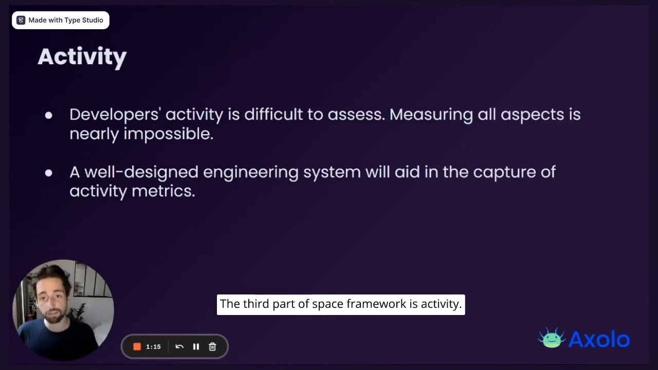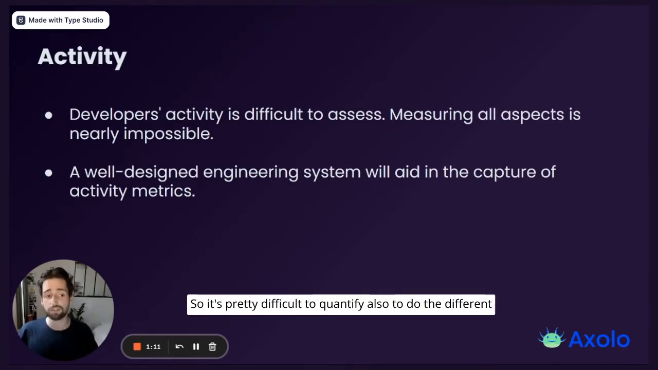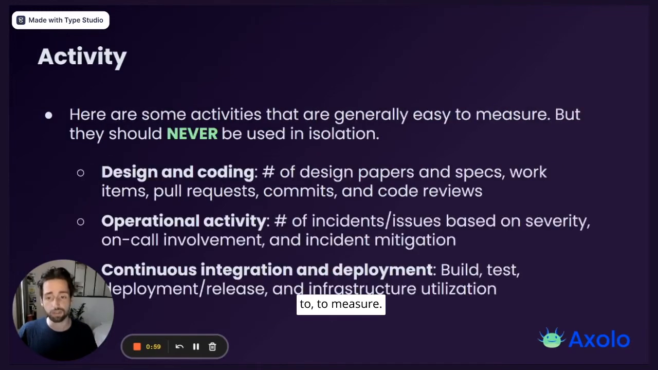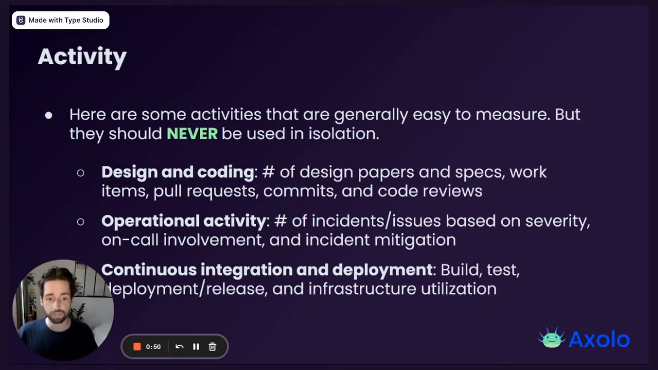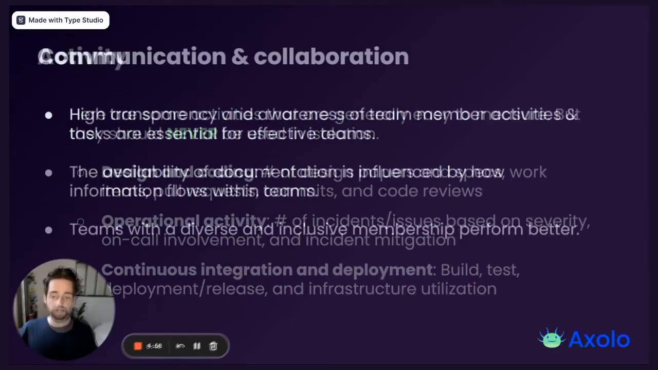The third part of the SPACE framework is activity. It's pretty difficult to quantify also due to the different activities they do. Measuring and quantifying all aspects of developer performance is nearly impossible. But we'll try to find something to measure. You can find here some activities, but they should never be used in isolation. They should only serve as a starting point.